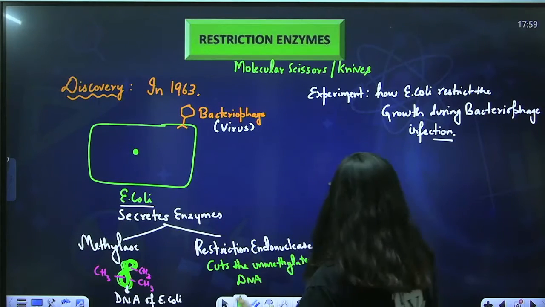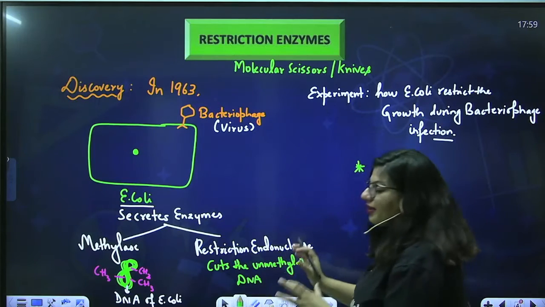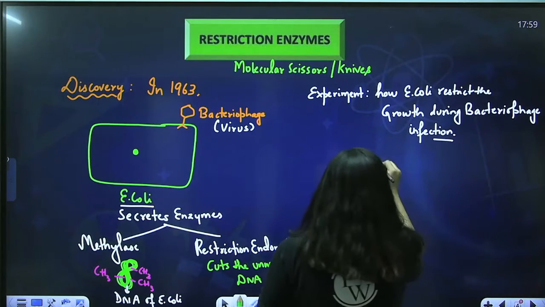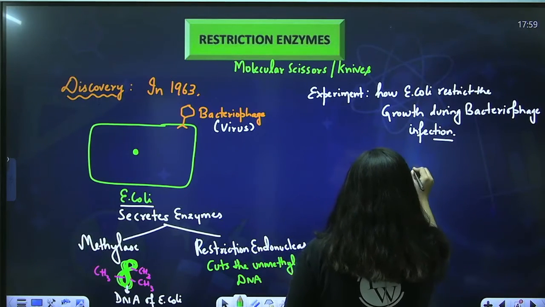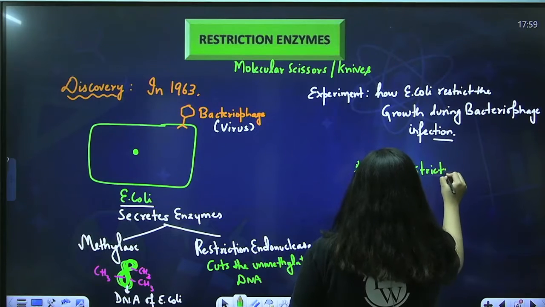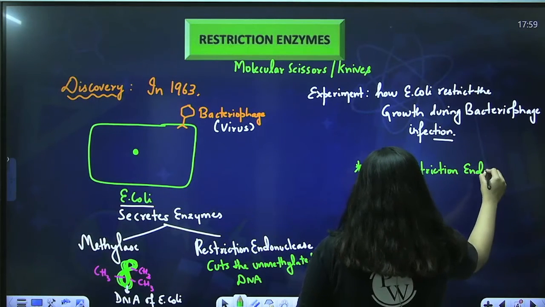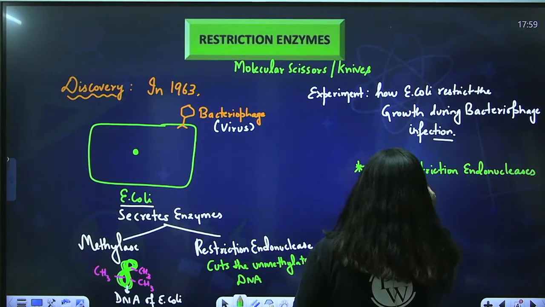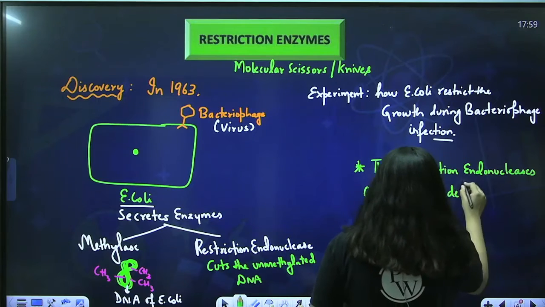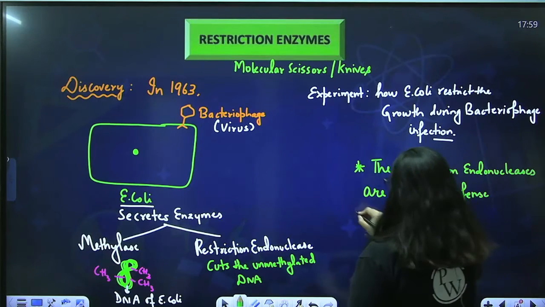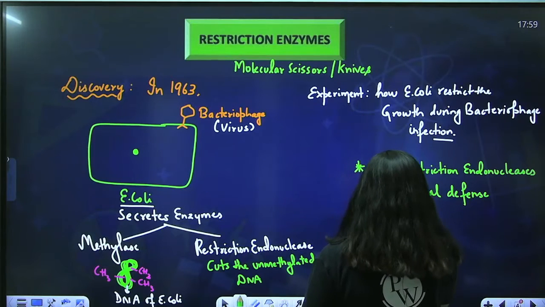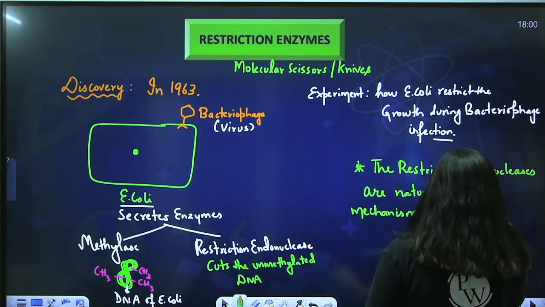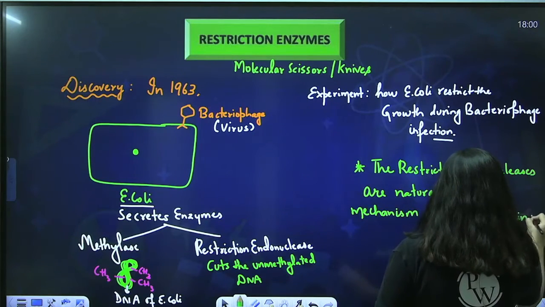So what we got to know here: the first discovery was, yes, there are such enzymes which cut the DNA. The second discovery was that restriction endonucleases are a natural defense mechanism of bacteria against viruses.